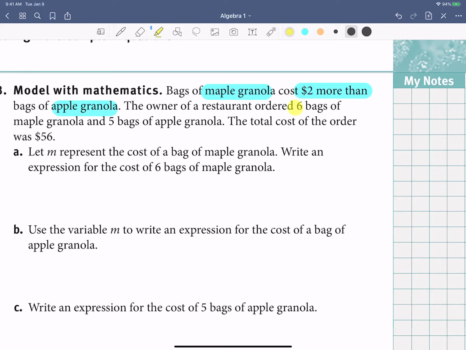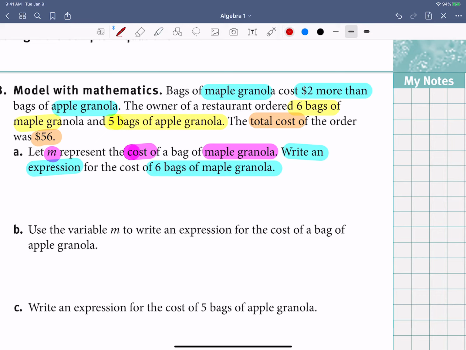The order of the restaurant is 6 bags of maple granola and 5 bags of apple granola. The total cost is 56. All right. Now it's telling us that M represents the cost of maple granola. And then it says write an expression for the cost of 6 bags of maple granola.